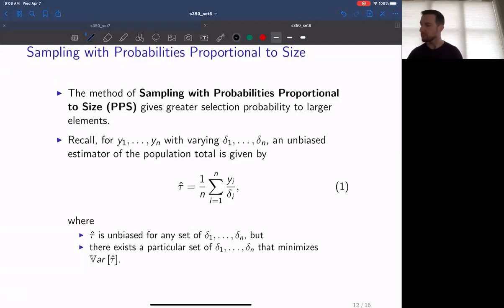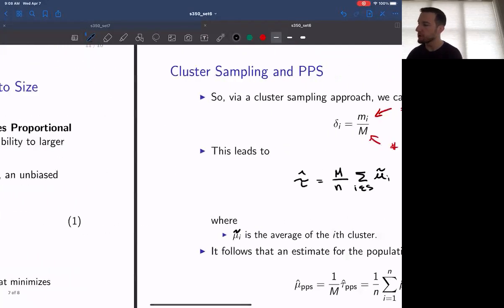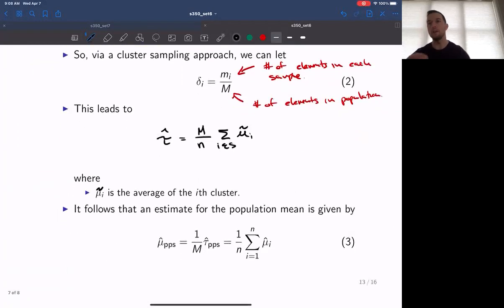Okay. Now, what's interesting about this approach is when you use a selection probability that is proportional to the size of the cluster. So you can see in equation 2, we have delta i is equal to little m_i divided by capital M. Right? So little m_i is the number of elements within each of the clusters, and then capital M is the number of elements within the population. So we can see that equation 2 is actually just giving us the ratio of the cluster size to the population size.